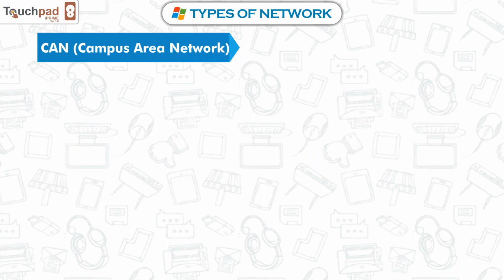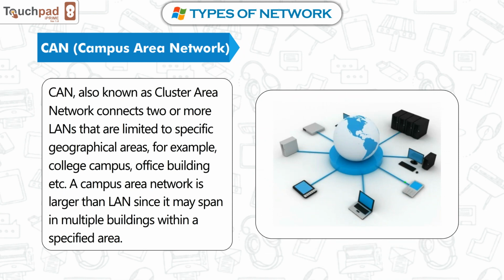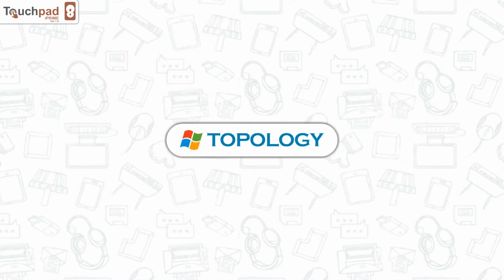CAN, Campus Area Network. CAN, also known as Cluster Area Network, connects 2 or more LANs that are limited to specific geographical areas, for example, college campus, office building, etc. A campus area network is larger than LAN since it may span multiple buildings within a specified area. Topology.